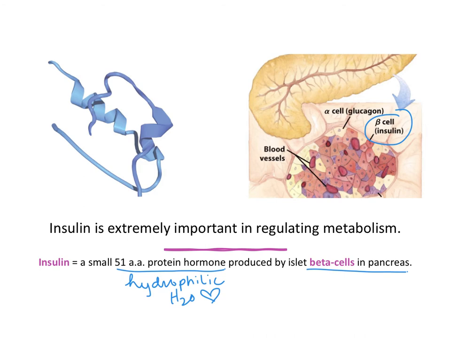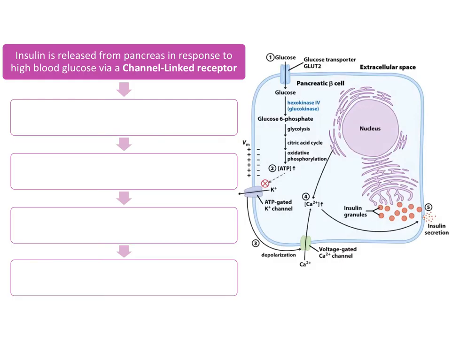So insulin is not yet the hormone. It has to be released. Insulin is released from the pancreas in response to high blood glucose, using a channel-linked receptor mechanism. All right, this image on the right is meant to be read top to bottom, and then once you get to the bottom, it goes left to right. Glucose, in this case right now, is our hormone.